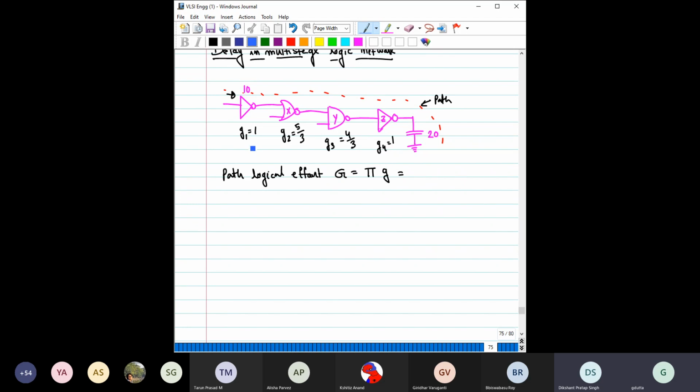Then we also have to find H. You can recall H is basically the fan out, but since it is not driving the same gate, the fan out is the output cap divided by the input cap. So H1 is X, the output cap, by 10, the input size. H2 is Y by X. H3 is Z by Y, and H4 is 20 by Z.